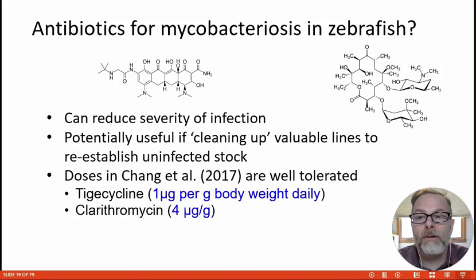That could mean they're useful for cleaning up valuable stocks of fish. The doses that we used in the Chang study a few years ago, the lower doses, are probably good enough. The higher doses didn't seem to make a big difference in our more recent work. And we know these lower doses are well tolerated by the fish, in terms of being able to breed. So we definitely do not recommend using antibiotics broadly in a system if you have mycobacteriosis, but only in a targeted way, where you're trying to lower the severity of infection in a valuable line of fish so you can breed them, disinfect those eggs, and hopefully escape the infection in the next generation.